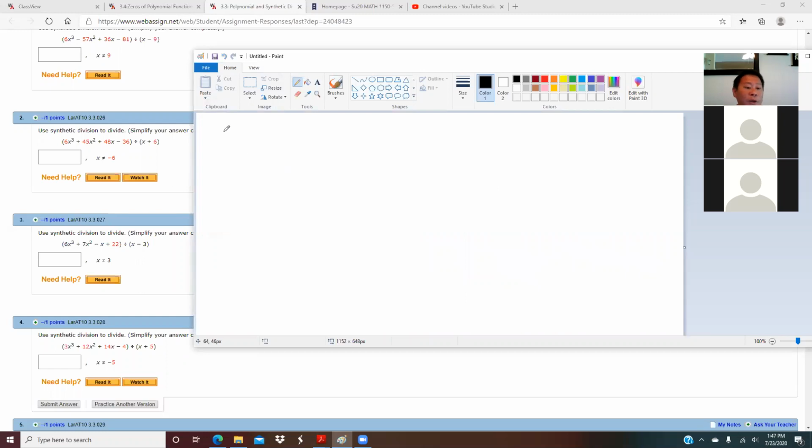So for question 3, you divide this with 3. Where you get this 3 from is from x minus 3. And then you put in all the coefficients here: 6, 7, -1, don't forget the -1, and 22.